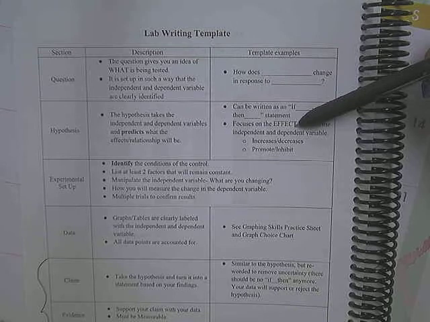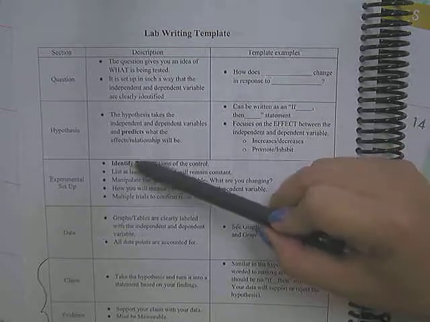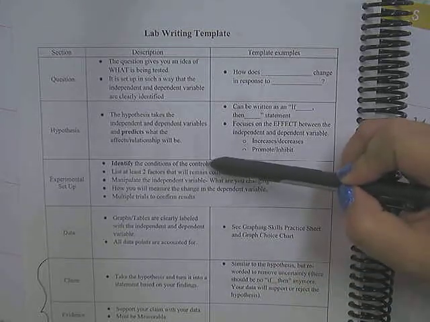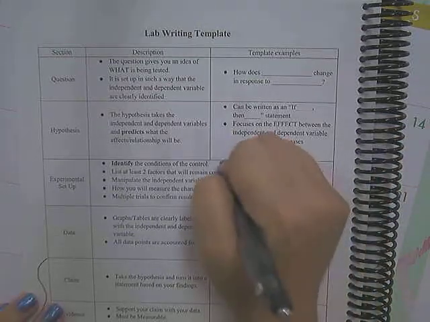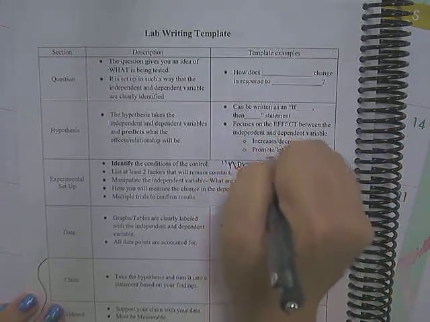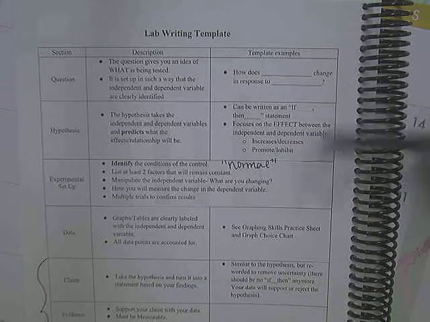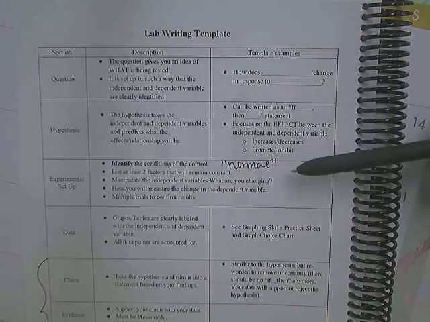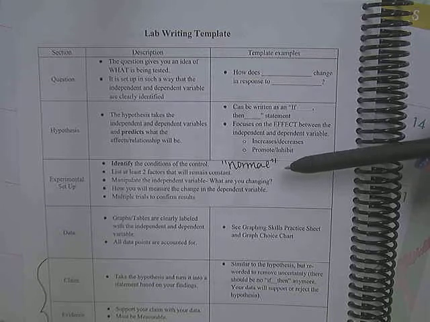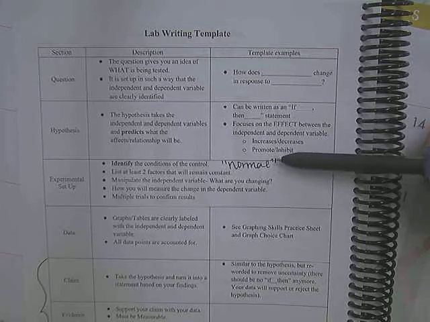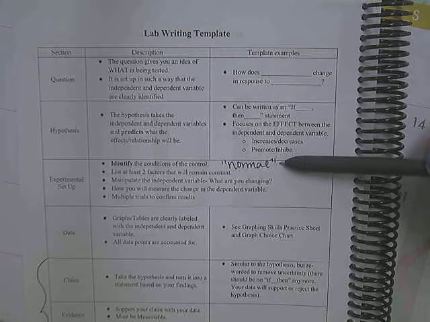When you are writing about your experimental setup, you have to identify the conditions of the control. So remember that your control is what's considered normal. For example, if you were looking at how does fever or how does high temperature affect the rate of bacterial reproduction in a human, then your control conditions would be at normal body temperature. And then your experimental, because it's a fever, would be slightly higher.